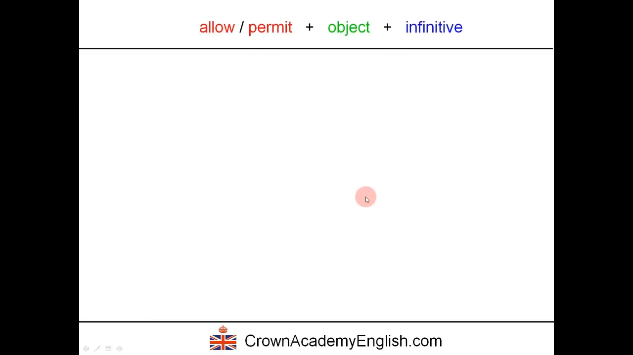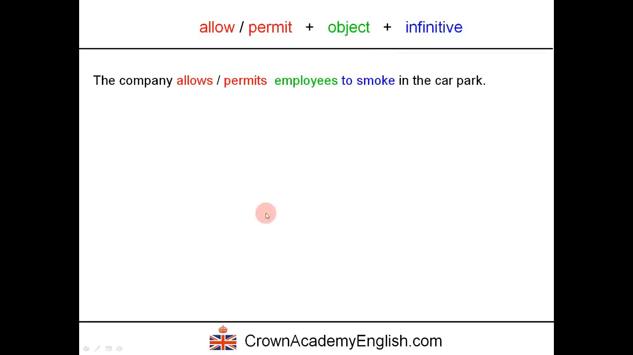Now we can have a slightly more complicated structure. So we have allow or permit followed by an object, and then we have an infinitive. Example. The company allows employees to smoke in the car park, or the company permits employees to smoke in the car park. So the object is the person to whom we are giving the permission. Okay, so this is more specific. We are specifying the person that is receiving the permission, and this is the action, and this time it is in the infinitive. It's not the ing form.